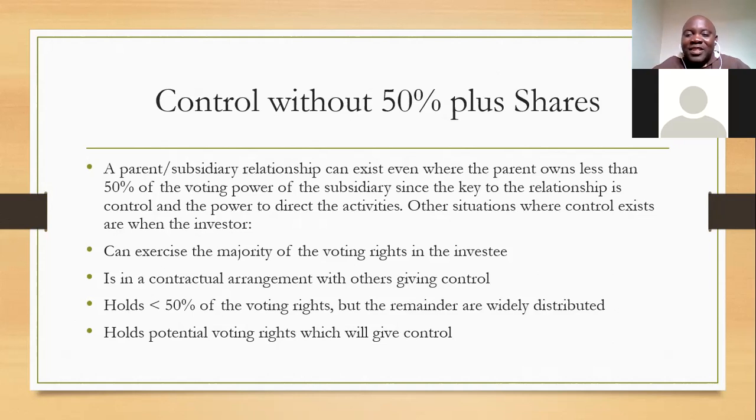Okay. Here now, these are the situations where control exists. First, when the investor can exercise the majority of the voting rights in the investee. I've given an example of Elon Musk. It is still fresh and the world is still talking about it, because Elon Musk believed that Twitter as a company was losing it in the area of free speech, and he hoped Donald Trump would be brought back on Twitter. So what did he do? He decided to buy the majority shares, and those shares are just about 9.2%, but he can exercise the majority of the voting rights in the investee.